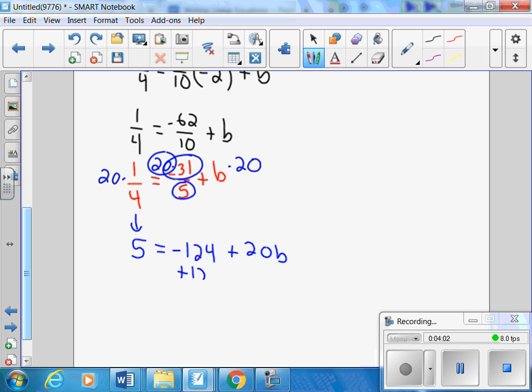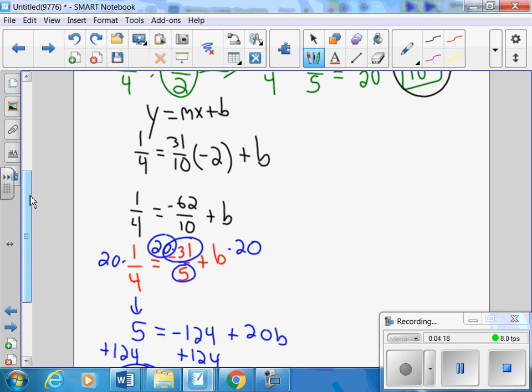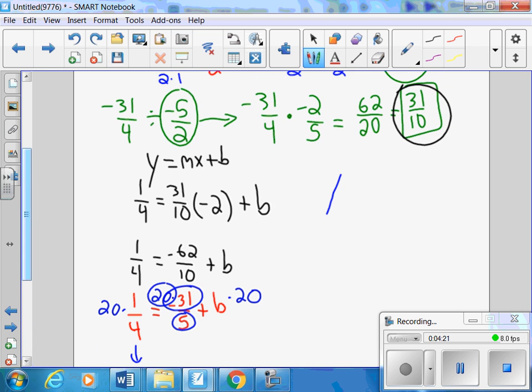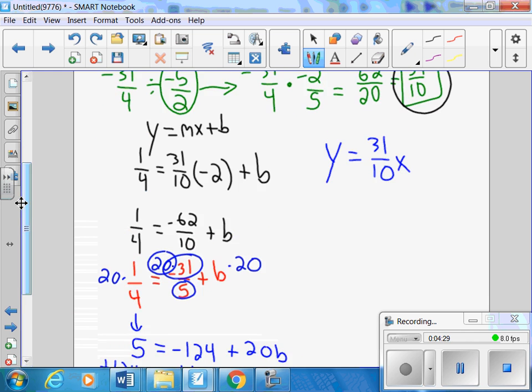Now we'll add 124. Add 124. And now you're going to get 129. That's going to equal 20b. And the last step is to divide by 20. So b equals 129/20. So your equation is y equals 31/10. That was your slope, x. And then your y-intercept, come back down here, is 129/20. If you have it in decimal form, it would be y equals 3.1 x plus 6.45. Either one of those answers will work.